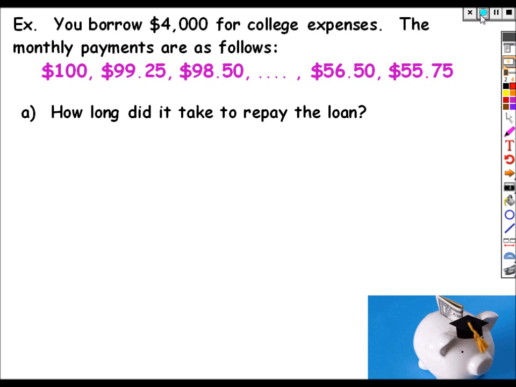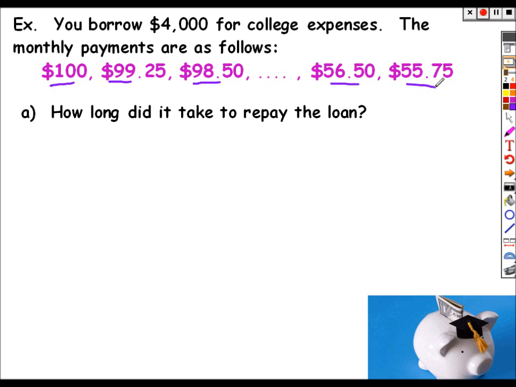Let's look at one last example. You borrow $4,000 for college expenses. You pay this payment back monthly. And you start at $100, then $99.25, then $98.50, and the pattern continues. So take a look at this, see if you can figure out the pattern. Each month, it looks like you're paying 75 cents less.